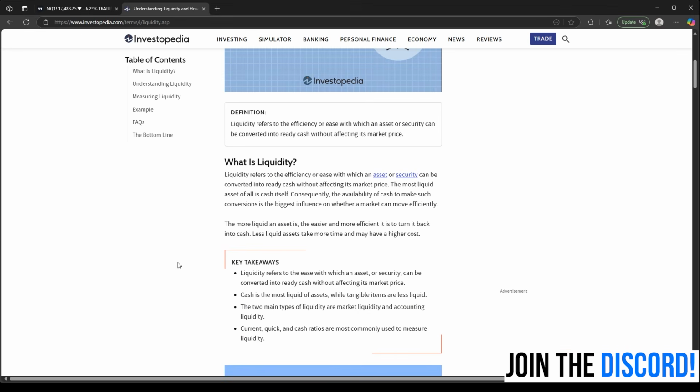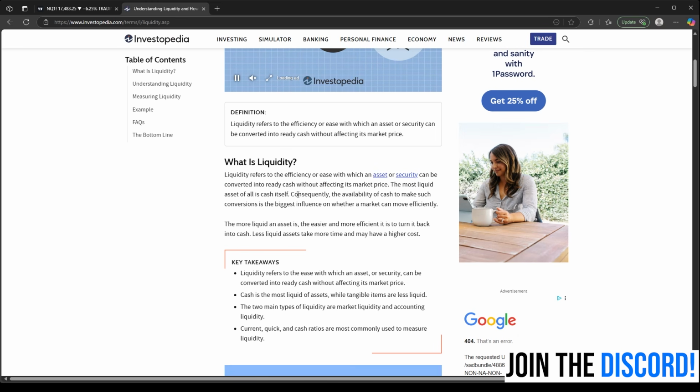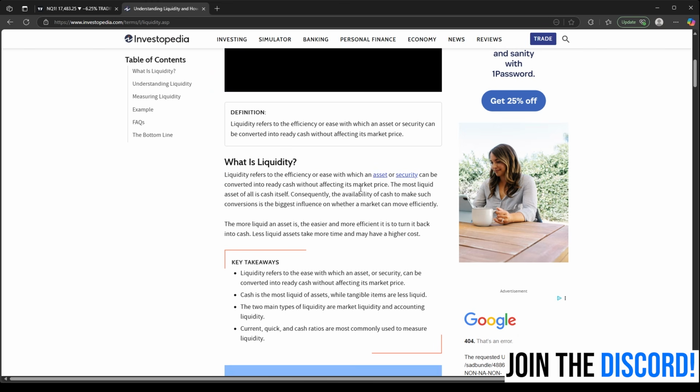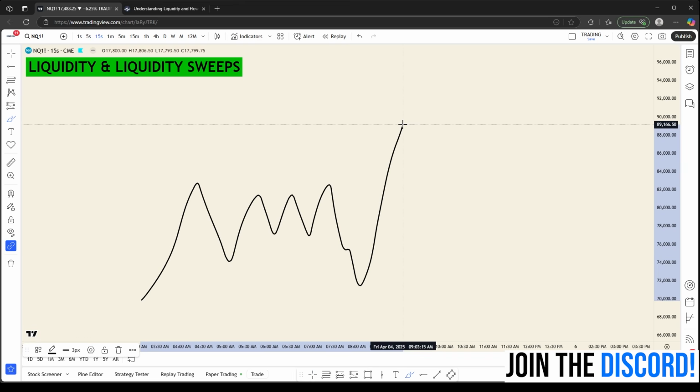If you just look up a definition, this is what it's going to tell you. Liquidity refers to the efficiency or ease at which an asset can be converted into ready cash without affecting its market price. So basically, if you have some sort of market like this, what it's saying is how big of an order can you execute without it really moving the market that much at all.